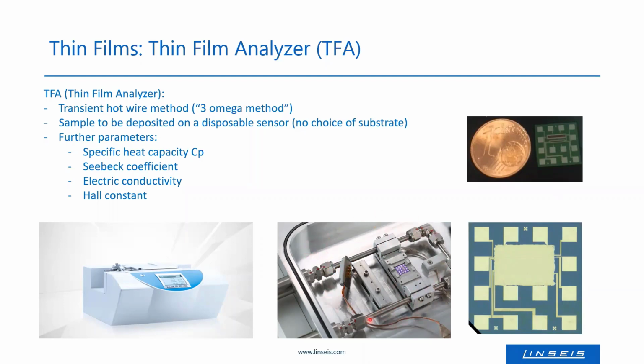This measurement chamber is put under vacuum, and then the measurement is performed. Beside thermal conductivity, you also get specific heat capacity as a result, and depending on the instrument's configuration, also the Seebeck coefficient and electrical conductivity, and also the Hall constant. Those are parameters which are mainly of interest for semiconductors and for so-called thermoelectric materials.